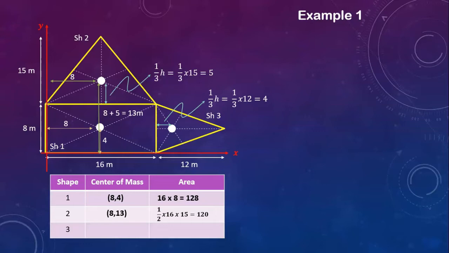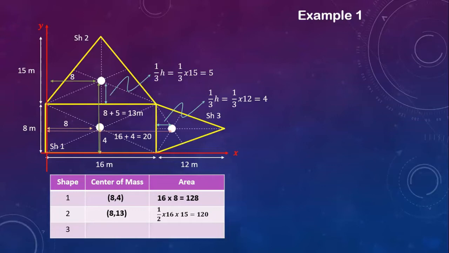So when we calculated the length of the center of mass for the x components from the origin 0, 0, we found that the x component of the center of mass of the third shape is 16 plus 4. We found 20 meters. That's right, everyone?